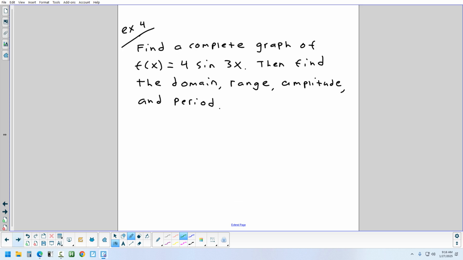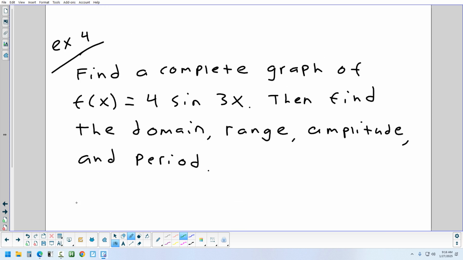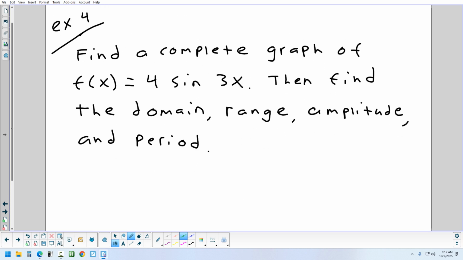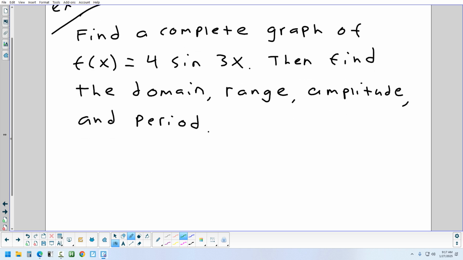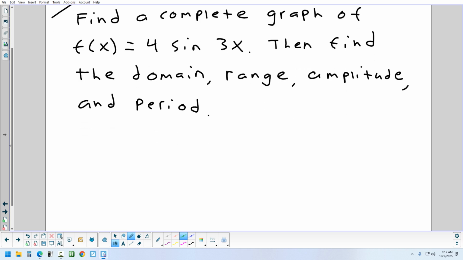All right, let's try some calculator stuff. So it says find a complete graph of 4 sine 3x and find the domain, range, amplitude, and period. Okay. Let's start with domain. What's the domain of any sine or cosine function? All real numbers.